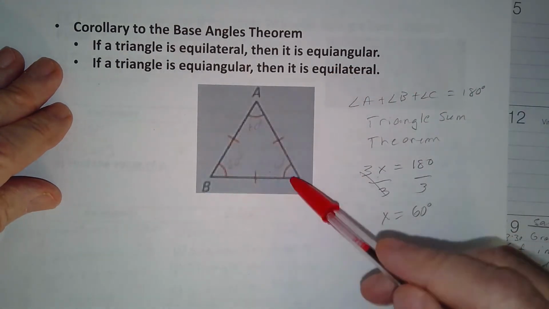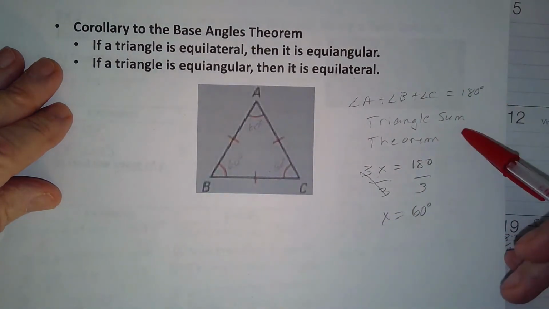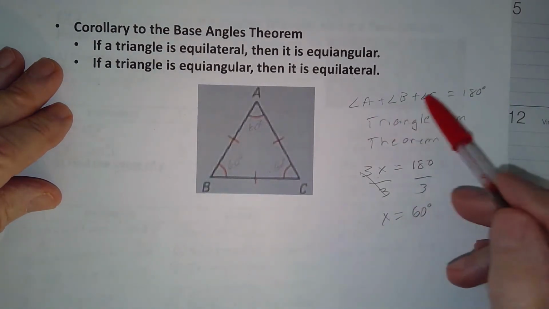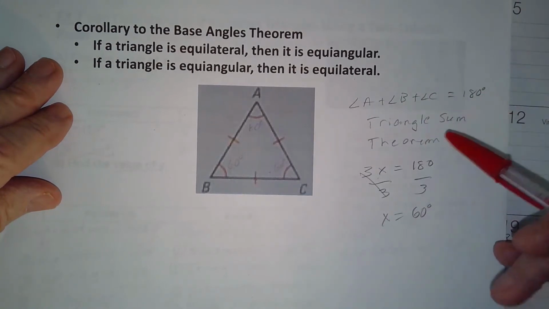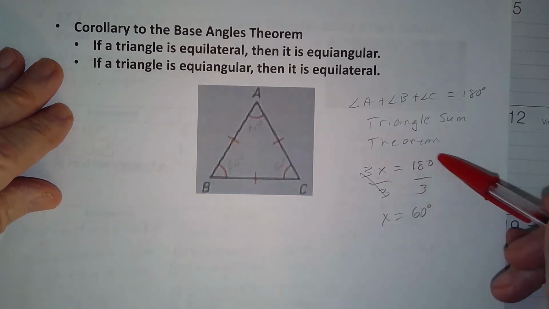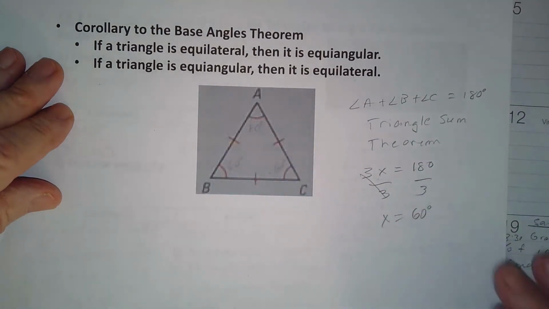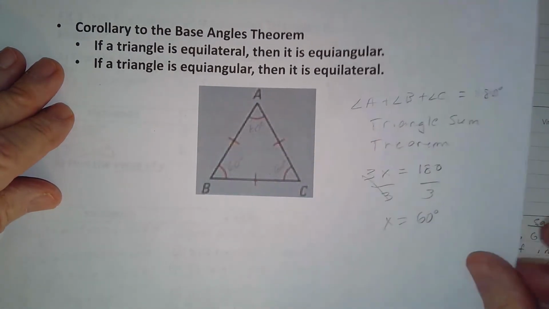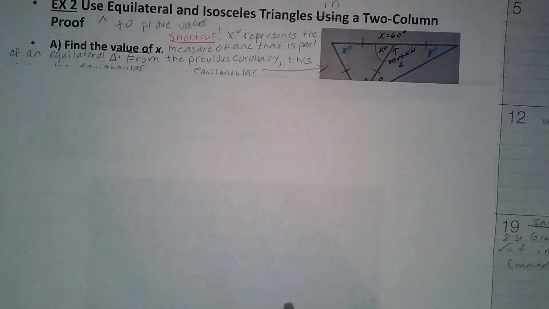Since we know that these angles are the same measure, using the triangle sum theorem, you can conclude that angles A, B, and C have to equal 180 degrees. So if you just call them x, then 3x equals 180, divided by 3, and you figure out that each angle is 60 degrees.